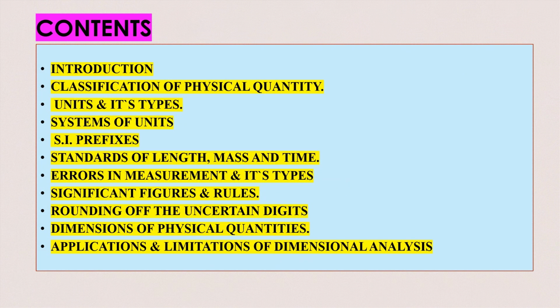Introduction. Classification of physical quantity. Units and its types. Systems of units. SI prefixes. Standards of length, mass and time. Errors in measurement and its types. Significant figures and rules. Rounding off the uncertain digits. Dimensions of physical quantities. Applications and limitations of dimensional analysis.